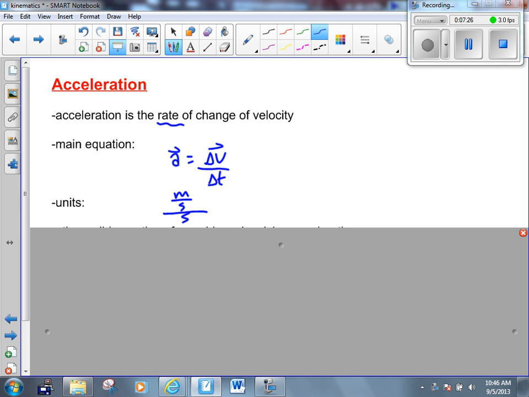You can write it like that. That's fine. Most people don't write it like that. Most people simplify it by writing it this way, meters per second squared. But they both mean exactly the same thing, so whichever way you write it are both correct.